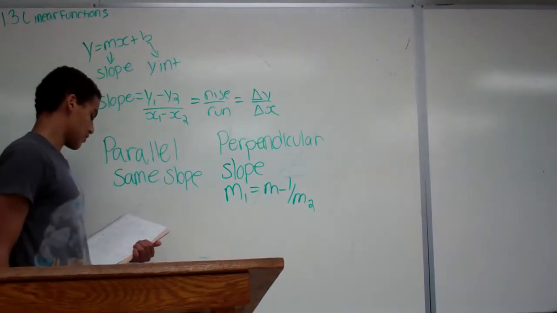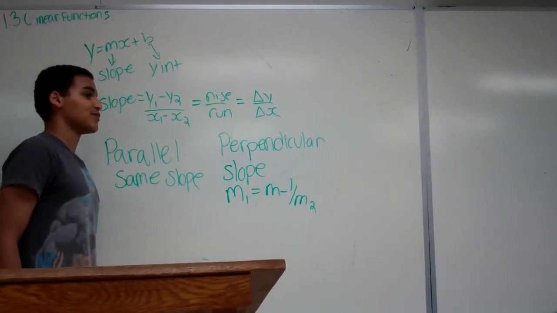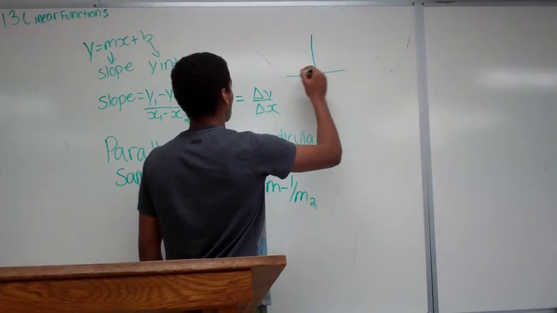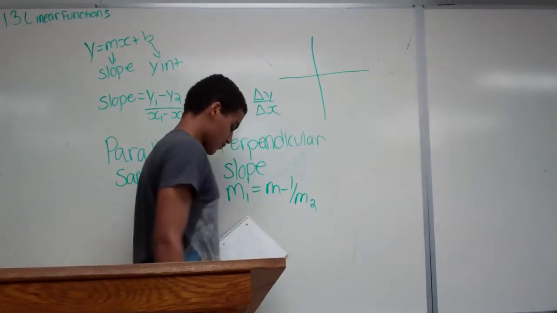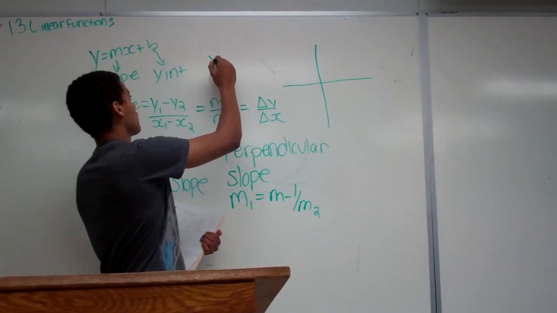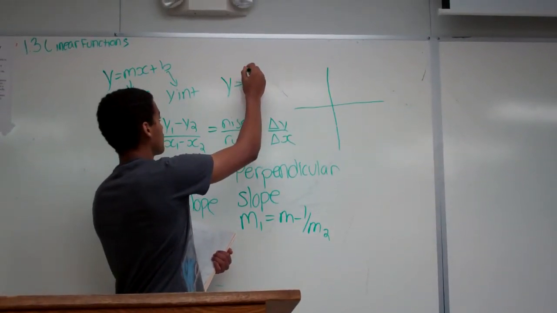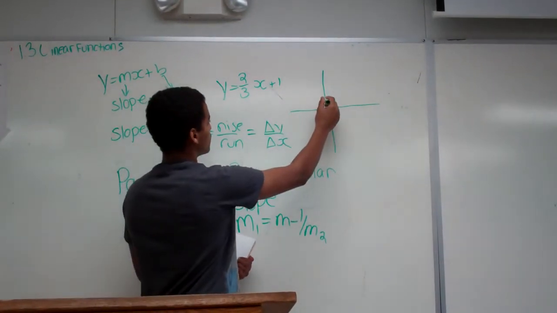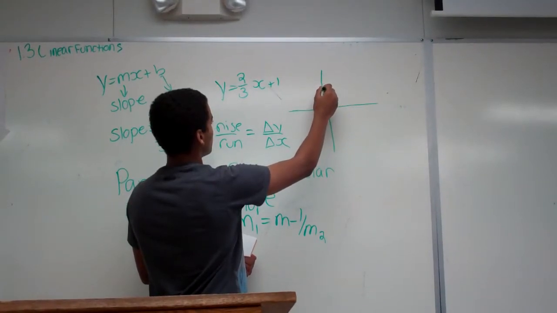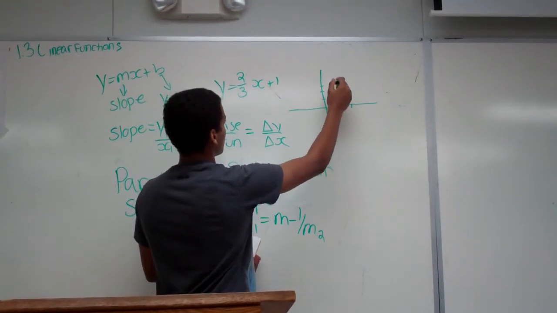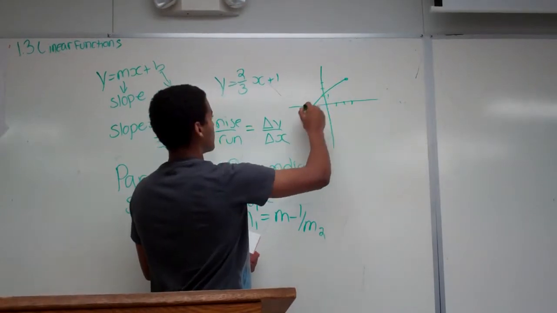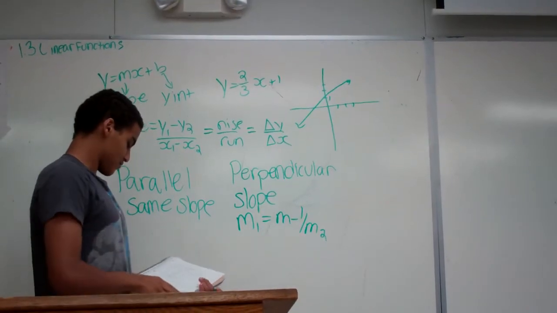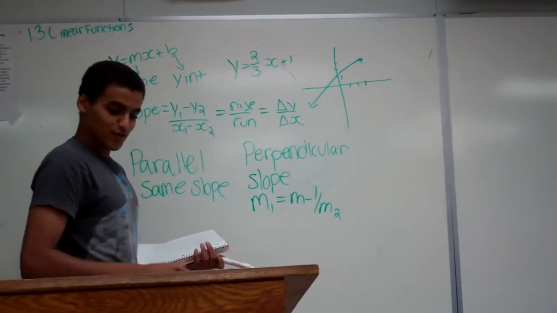You can see negative reciprocal, and a graphical representation would be something like this, where let's say this is our equation right here, y equals 2 over 3 x plus 1, so we just move over 1, and we go up 2, and to the right 3, and this is the basic sketch of the graph. And yeah, that's section 1.3.